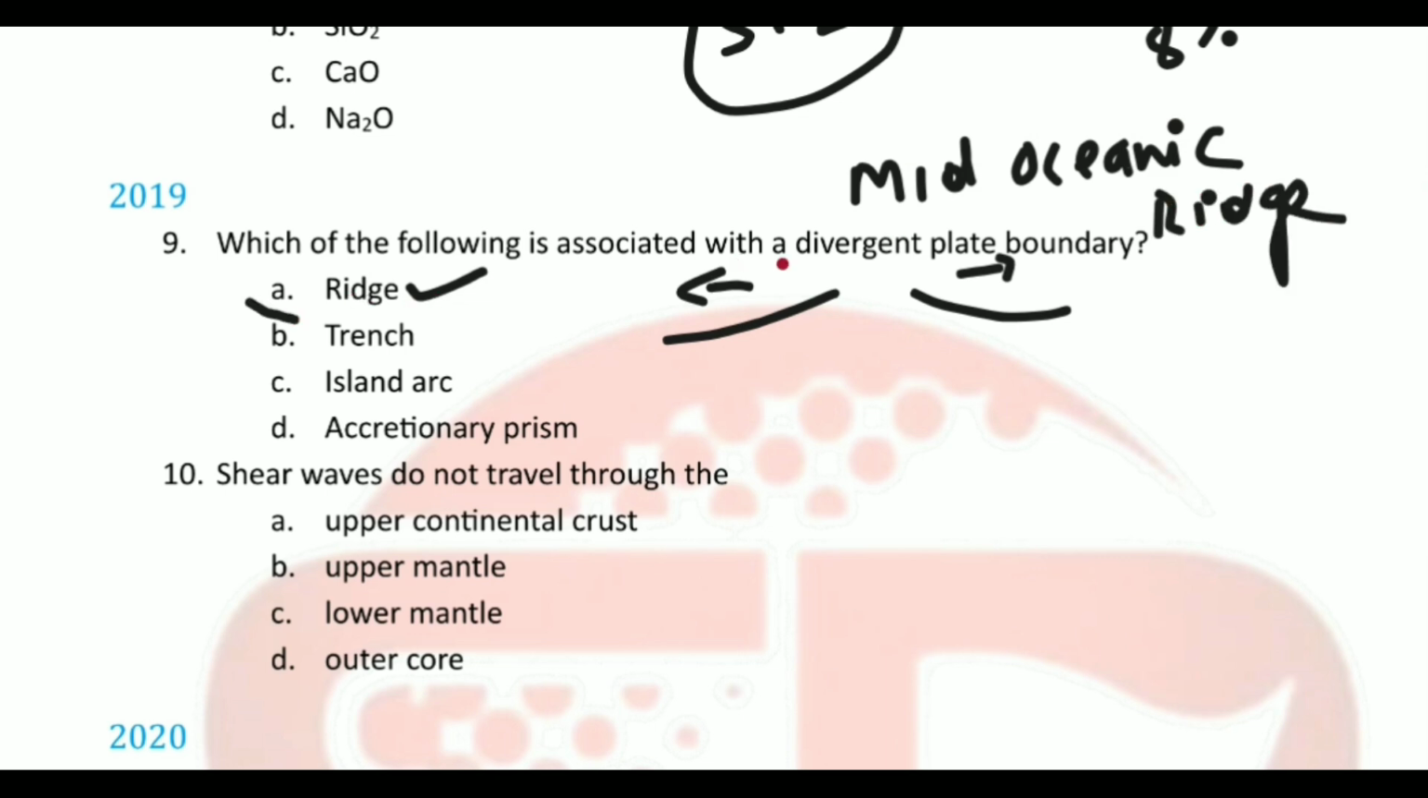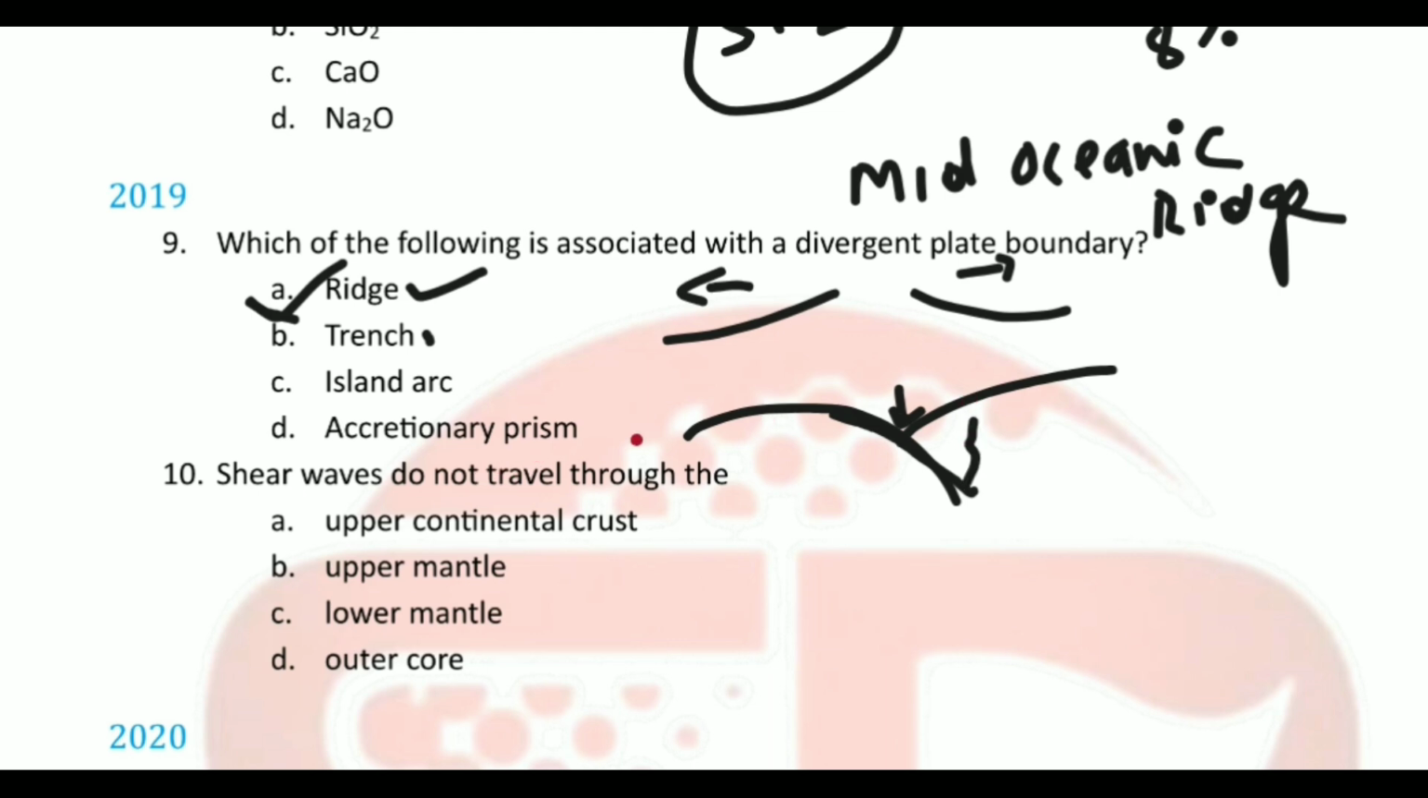It is a characteristic of divergent plate boundary. So answer will be A. Then trench, it is found in convergent plate boundary. That is the point where overriding plate and subducted plate meet. This is the point where trench will form. And island arc, it is formed by the volcanism of oceanic convergence.